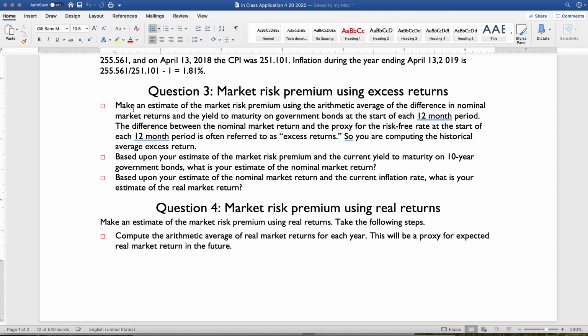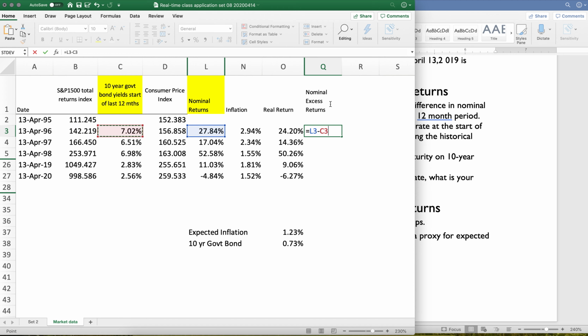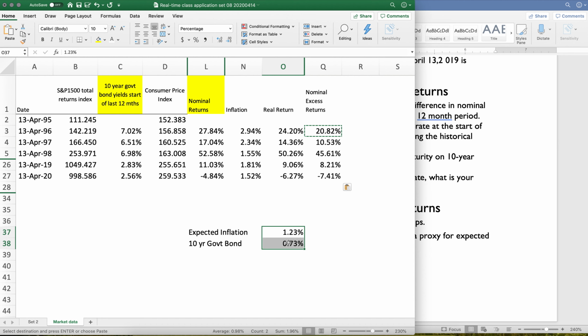And it looks really intimidating, but if you just read it, it says the difference between the nominal market returns and the yield to maturity on government bonds at the start of each 12-month period. So nominal market returns is this column, and the 10-year government bond is this column. In fact, let me just highlight them. So that means nominal excess returns is going to be that minus that. And that's literally from the definition that he gives in his setup.